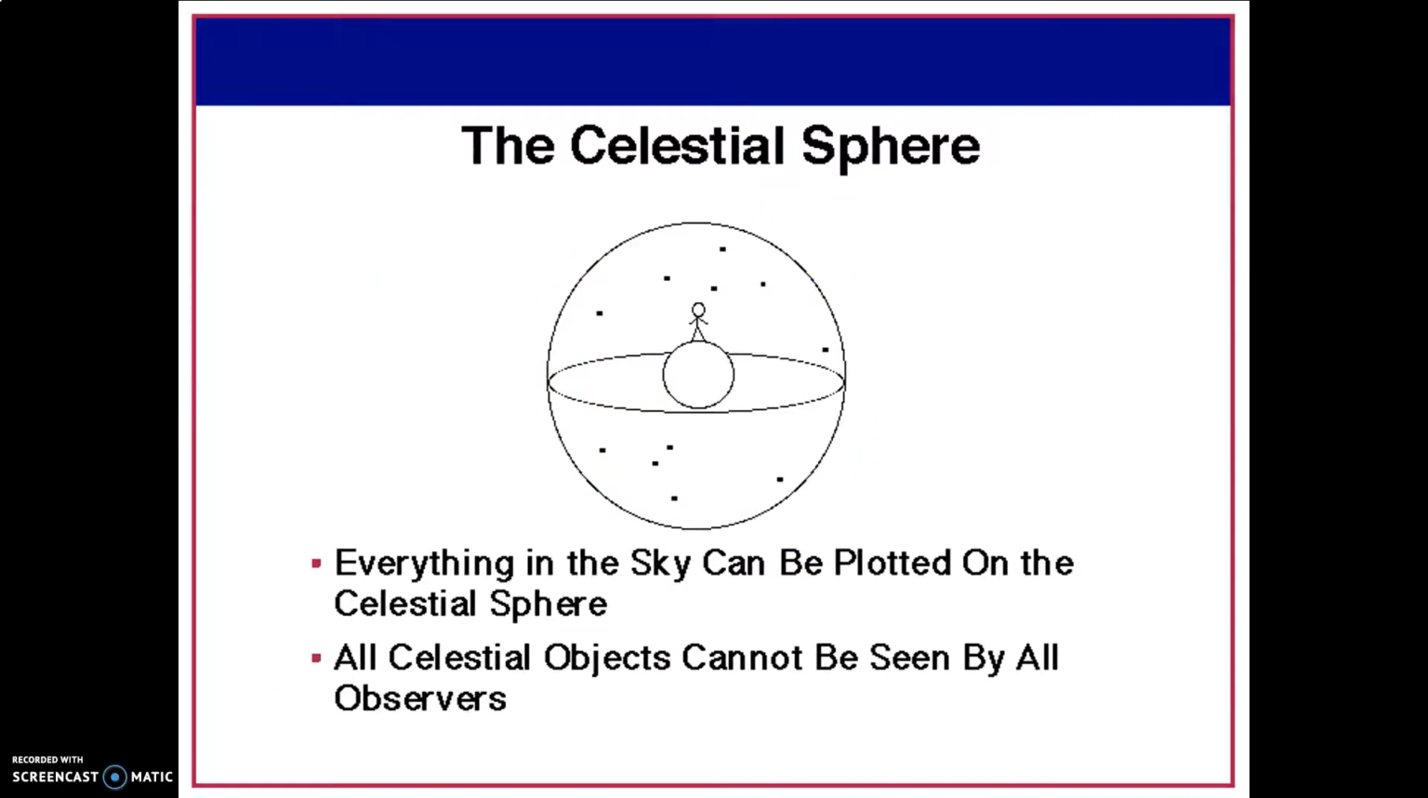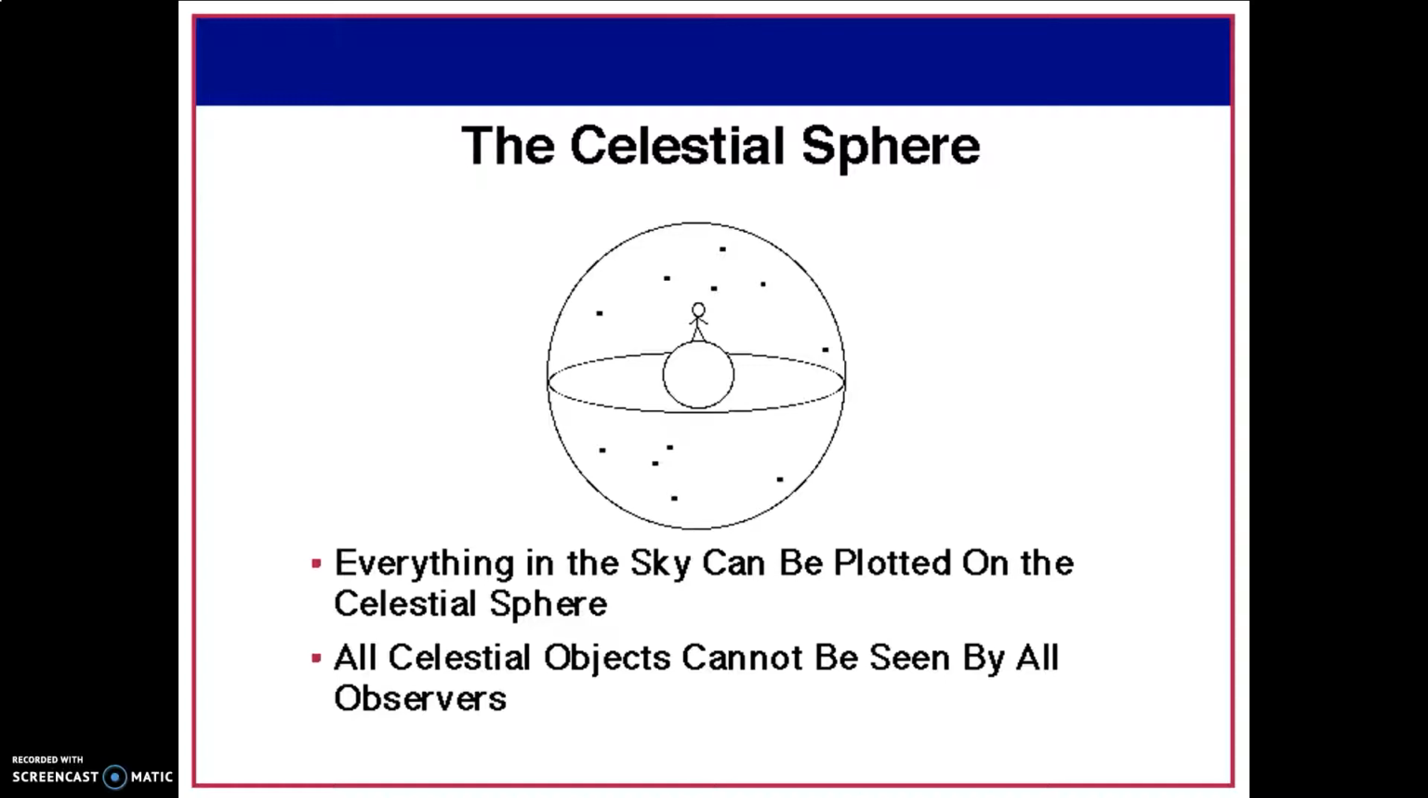So I said this already, but everything in the sky can be plotted on the celestial sphere. Every object is plotted on the celestial sphere. All the stars, everything. The only thing that's not is our sun. So our sun actually goes, and I'll show you an example of a celestial sphere next week, but the sun is actually not plotted on the celestial sphere, and I'll show you why later on. But it deals with the path the sun takes across the sky, which is called the ecliptic. But all the other objects are plotted on the celestial sphere.